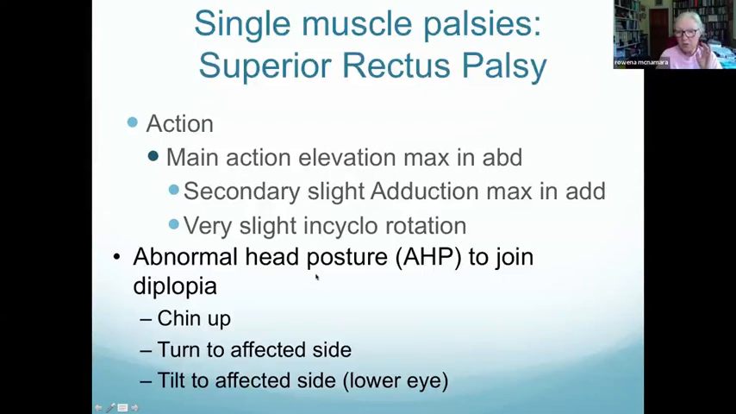So the patient will normally find out for themselves that if they move their head to the side, or if they put their chin up or down, or if they tilt their head, then the diplopia images come into one. It joins up the images. So if a patient has a superior rectus palsy, they may learn almost immediately that if they put their chin up and put their eyes away from the upgaze problem, they don't have double vision. And they will turn their head towards the muscle that's affected and they will tilt it in order to join up vertical diplopia.